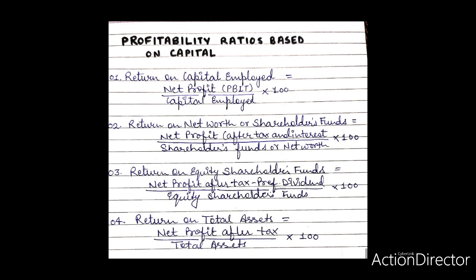Number 4, return on total assets. Meaning and computation. Profitability can also be measured by establishing a relationship between net profit and total assets. This ratio is computed by dividing the net profits after tax by total funds invested or total assets. Total assets means all net fixed assets, current assets, and non-trading investments. Fictitious assets are excluded, but intangible assets are included only when they have realizable value. Expressed as a formula, the ratio is net profit after tax divided by total assets into 100.